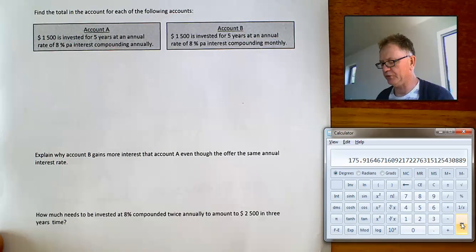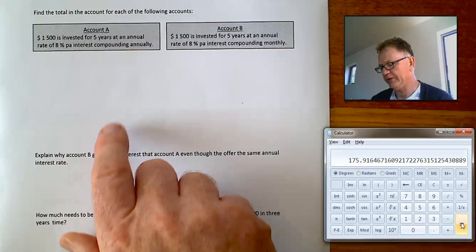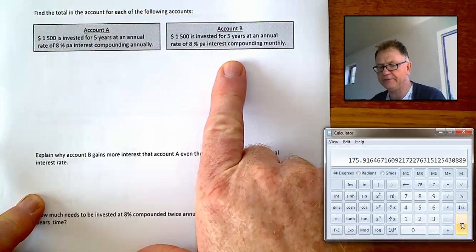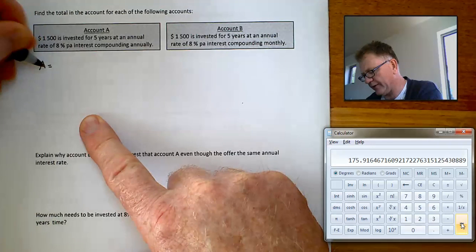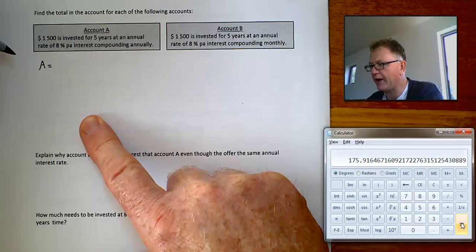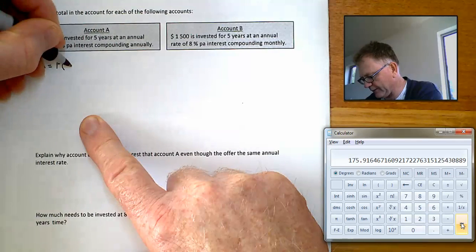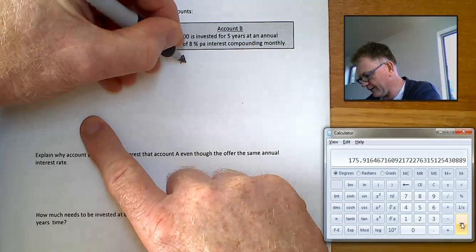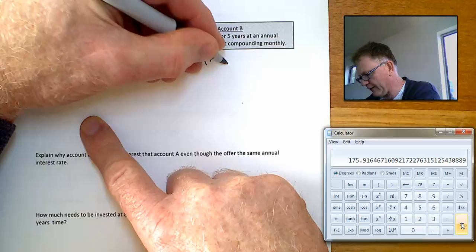Here we've got two bank accounts. They're both earning compound interest. This one's compounding annually, where this one is compounding every month. We can use the compound interest formula to work out the amount in the account in both cases at the end of 5 years. A equals P times (1 plus I) to the power n.